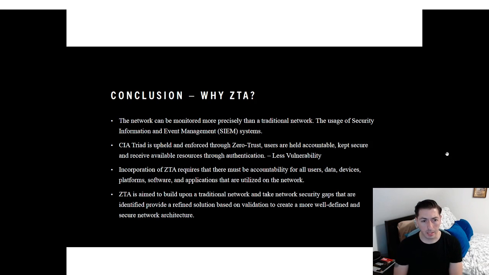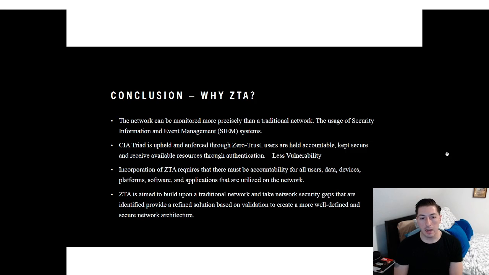Right? The CIA triad is upheld and enforced through Zero Trust. Users are held accountable, kept secure, and receive available resources through authentication. There's less vulnerability through micro-segmentation and compartmentalization of the network. Least privilege, less access. You're allowed to be on the network to do what you need to do, and you're not given additional access to look around, essentially.